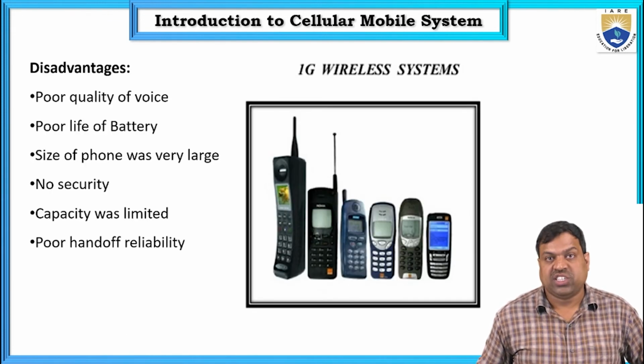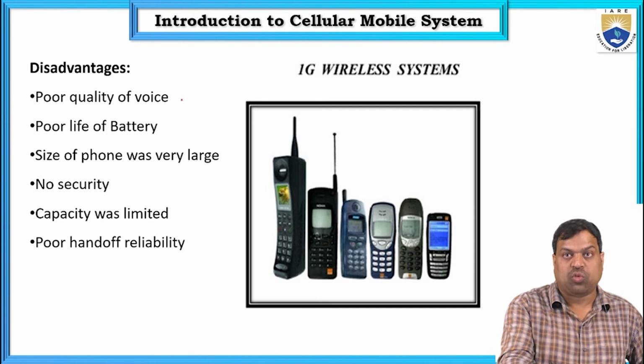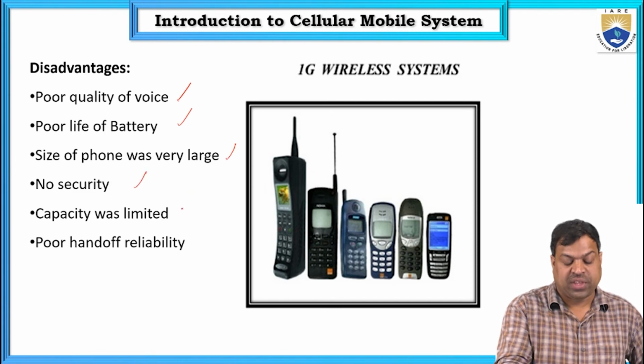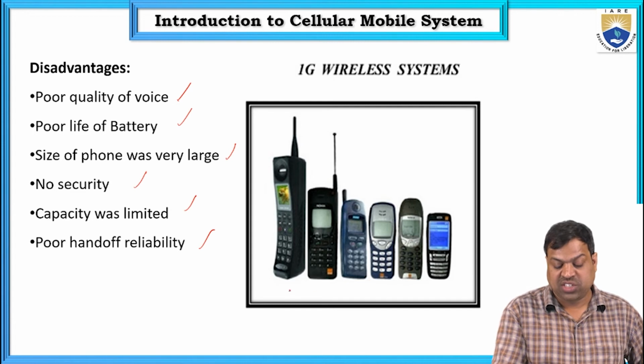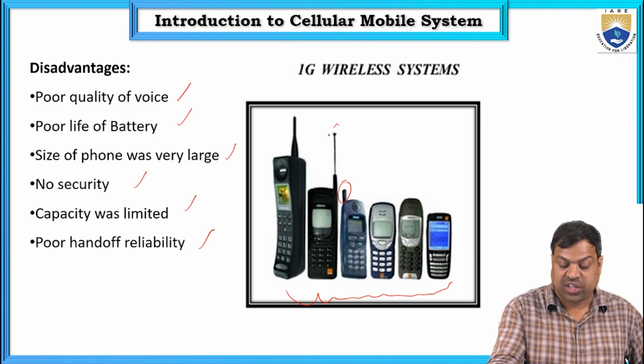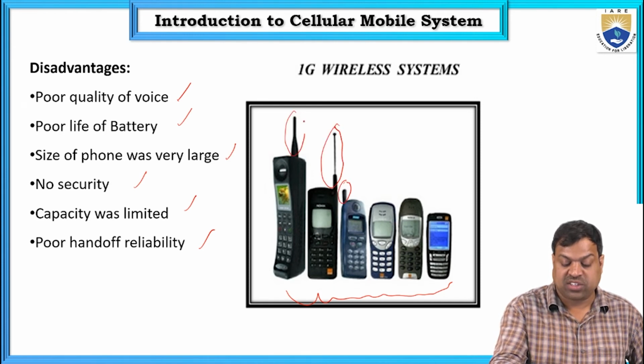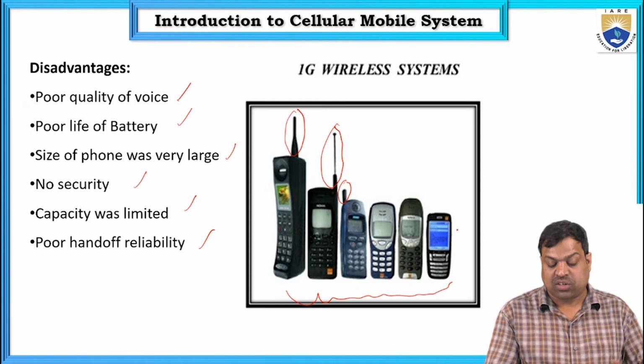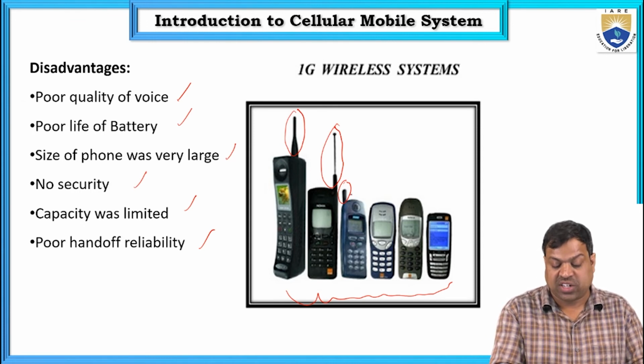And what are the disadvantages? Poor quality of voice, poor battery life, the size of the phone was very large, no security, limited capacity, and poor handoff reliability. You can see in general that we already know these 1G technology mobile phones. You can see the size. See here, the antennas are showing. Mobile phones had antennas, but nowadays they are not shown like this.